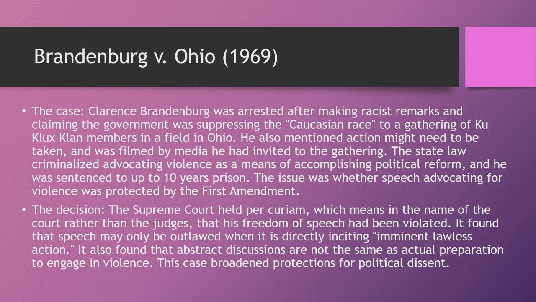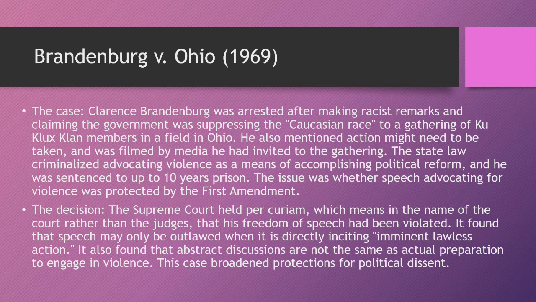The Supreme Court held per curiam, which means in the name of the court rather than the judges, because they felt that the judges would open themselves up to abuse or prejudice if everybody knew which way each judge voted. This only happens really, really rarely, in cases that can be quite inflammatory. And instead of saying who voted which way, they did it by the power of the court. And they said that Clarence Brandenburg's free speech had been violated.